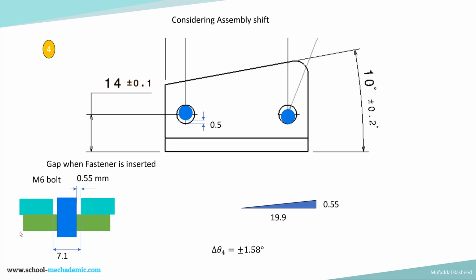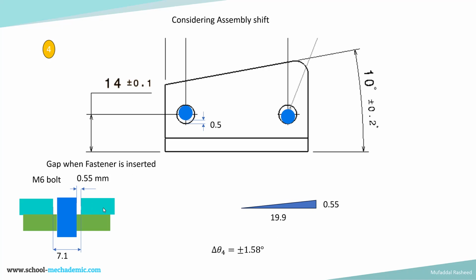So this is the cross sectional view of the assembly. This is the base plate, this is the fastener, this is the sand color block, which is the angled block, and 7.1 is the maximum clearance hole size, and the M6 bolt, we are considering that it is 6 mm. So 7.1 minus 6 is 1.1, 1.1 divided by 2 is 0.55. So 0.55 is the shift which can happen.